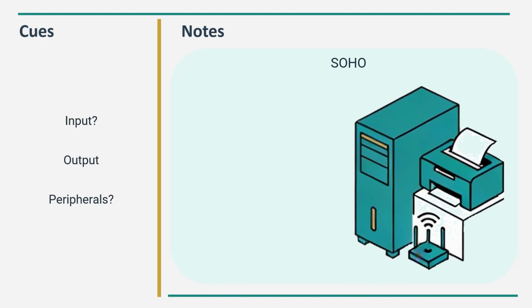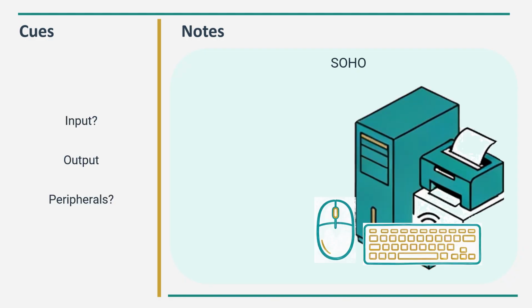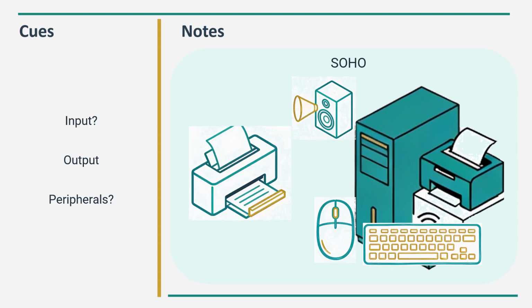For input, a SOHO user typically uses a full-size keyboard and mouse for comfort during long work sessions. If they scan documents, the scanner function on a multifunctional printer is also an input device. For output, they work with a desktop monitor for documents and spreadsheets, and a printer is essential to produce invoices, contracts, and other business paperwork.